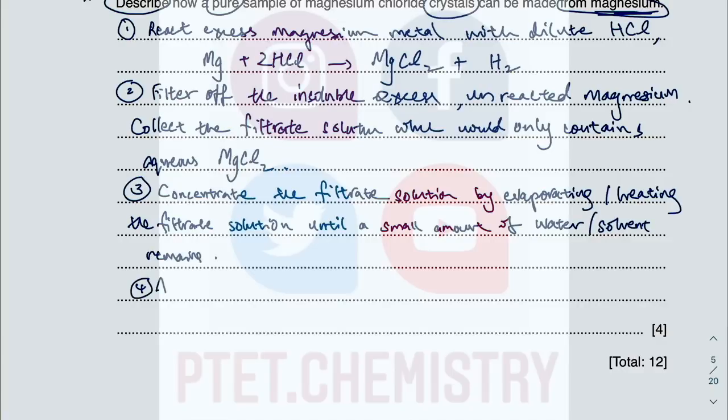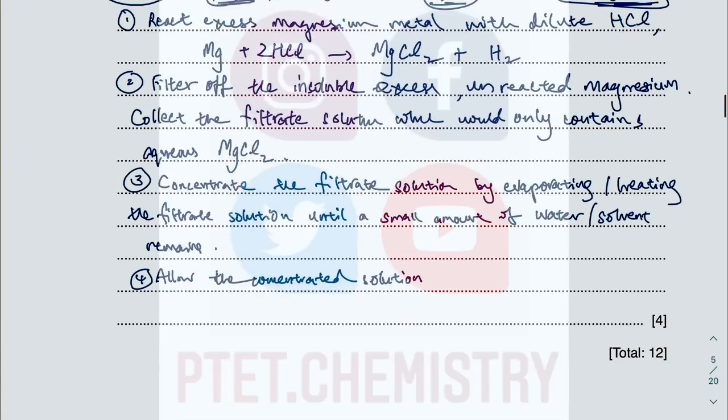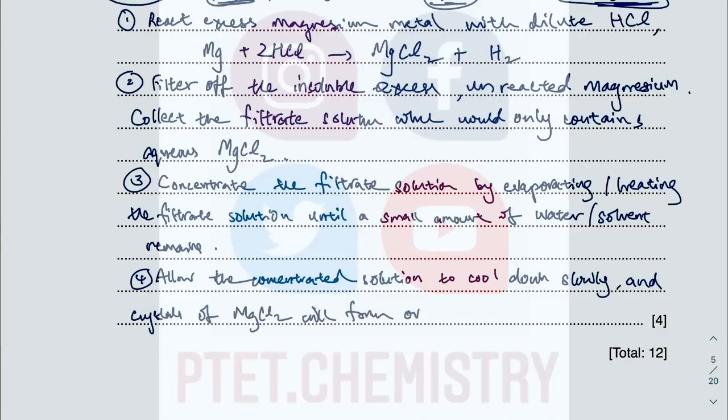Then you want to allow it to cool. Allow the concentrated solution, so solution, you don't want any solid to appear yet, yeah? Because as soon as a solid appears, then you're not going to get pure crystals anymore. You still want a solution, but you want it to be concentrated. You want it to cool down slowly, and crystals will form. And crystals of MgCl2 will form over time. It could be like a couple of hours or a day or two.